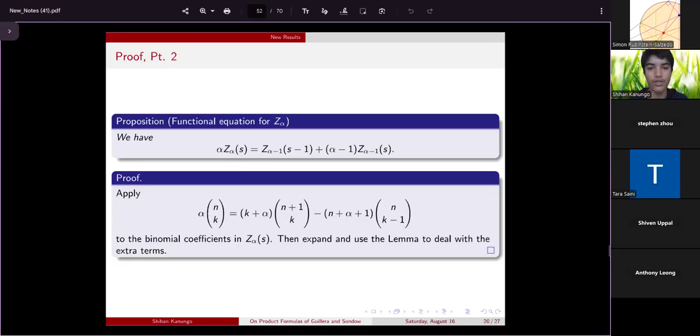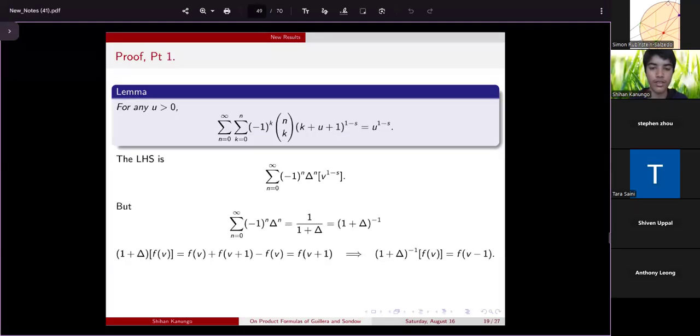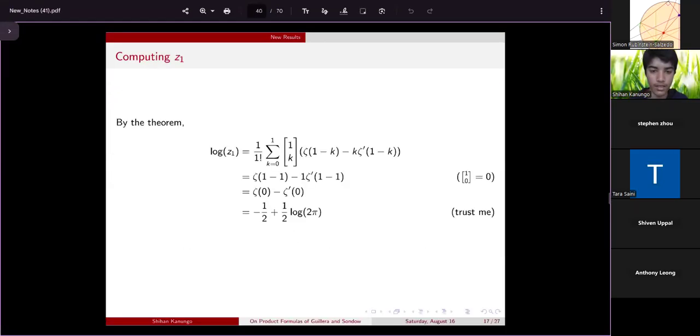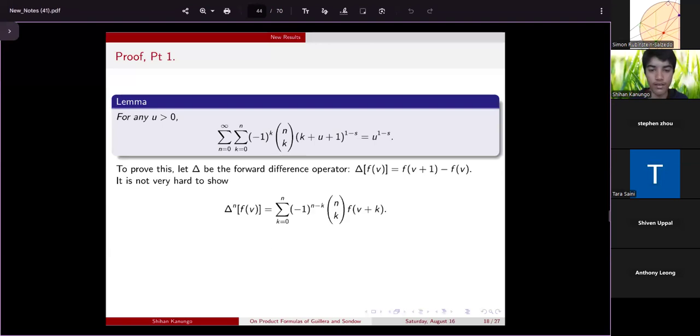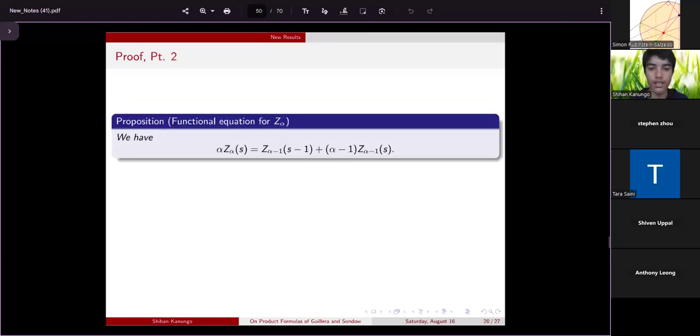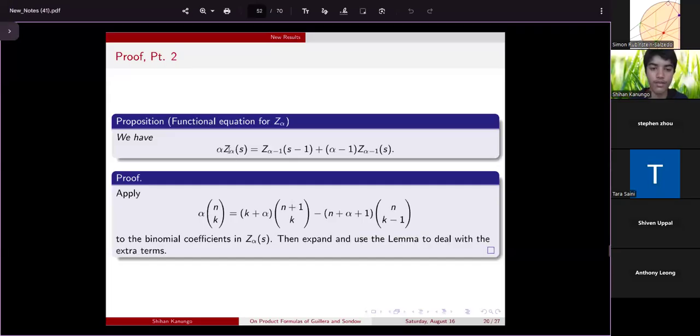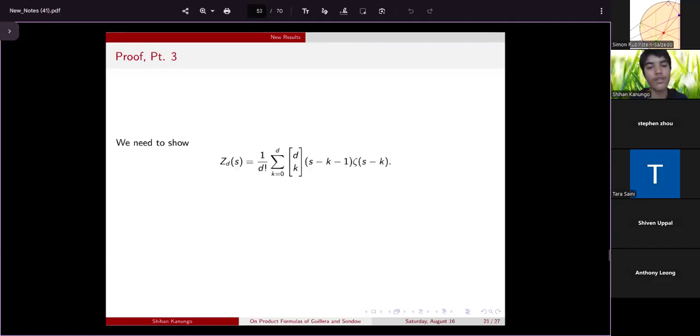So then once we have this, if you notice, it does look pretty similar to the recurrence for the Stirling numbers. Let me find that. Yeah, this one over here. And that makes sense because we're trying to prove that they can be expressed using the Stirling numbers. So that's exactly the idea of the last part of the proof. We want to show that capital ZD of s is equal to this.